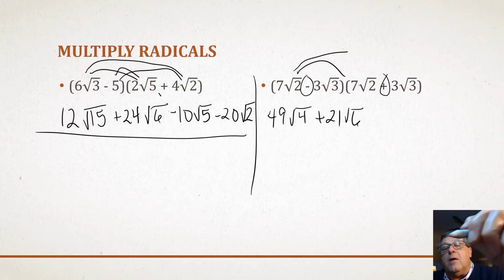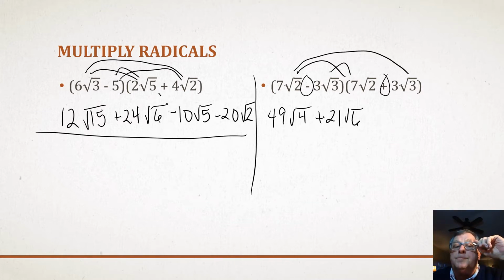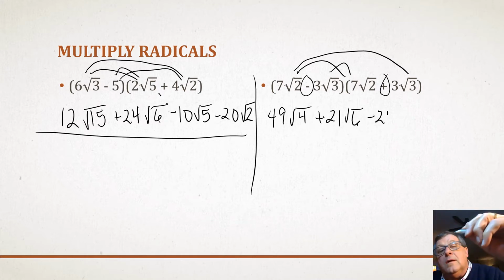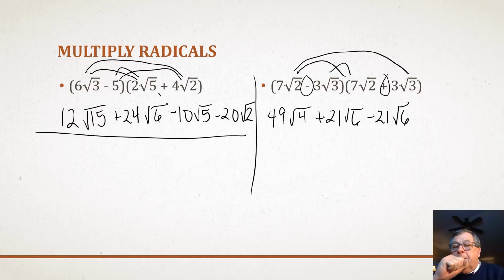That was our outer. Let's do our inner. Negative 3 square root of 3 times 7 square root of 2. Well, negative 3 times 7 is negative 21. And square root of 3 times square root of 2 is square root of 6. And you might notice those are going to cancel. That's the nice thing about conjugates.